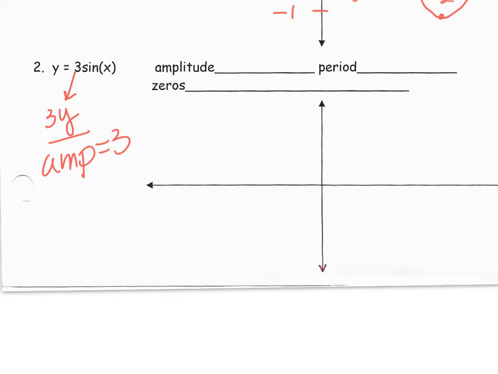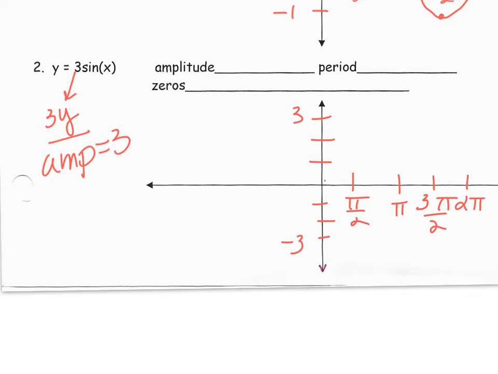Since it's just x, the period's still 2 pi. So I'm going to start out here at 2 pi again. Cut it in half. Half again. So this x-axis, you can see, hasn't changed for us yet. It will change, but just not yet. Now, instead of an amplitude of 1, I'm going to say it's at 3, and down to negative 3.